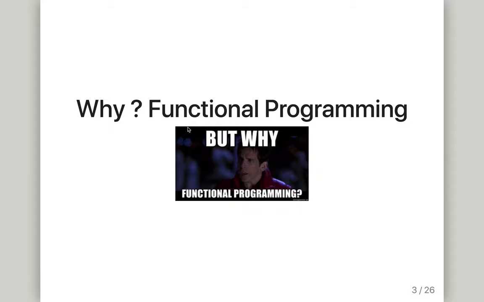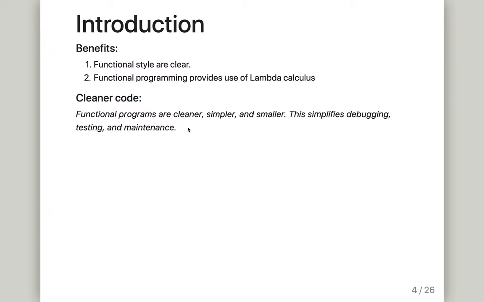So why functional programming, and why should I as a programmer write code in the functional way? There are multiple benefits, a few of them listed here. One of them is that it gives you a more declarative, clear style of writing code, and at the same time it's easy to maintain. It gives you a flavor of lambda calculus, so it gives you more understanding when you see the code. It also simplifies debugging, testing and maintenance.